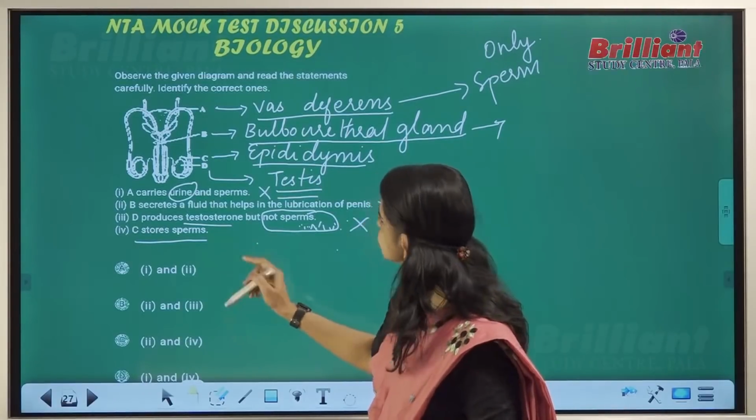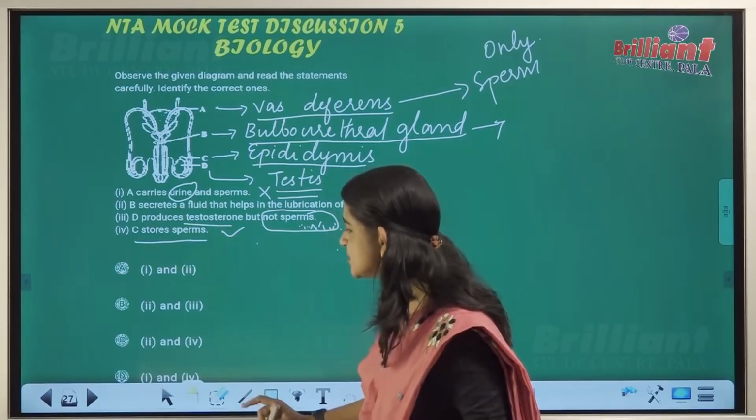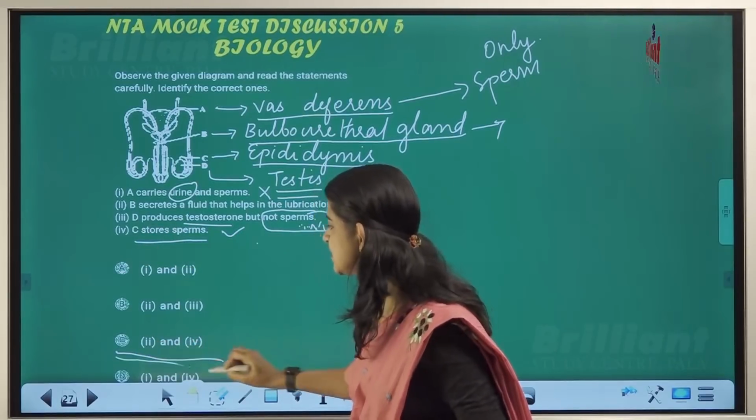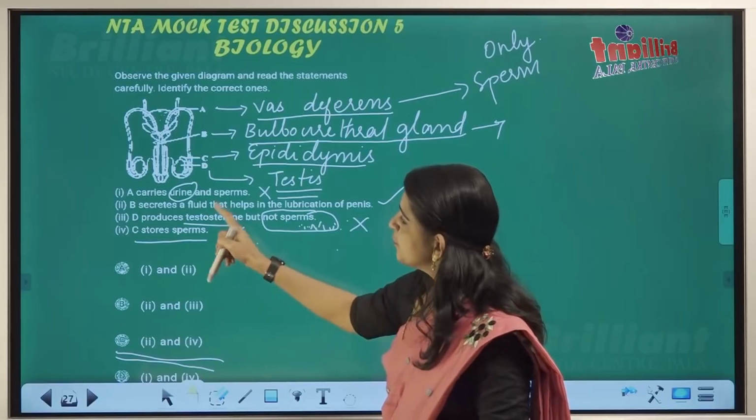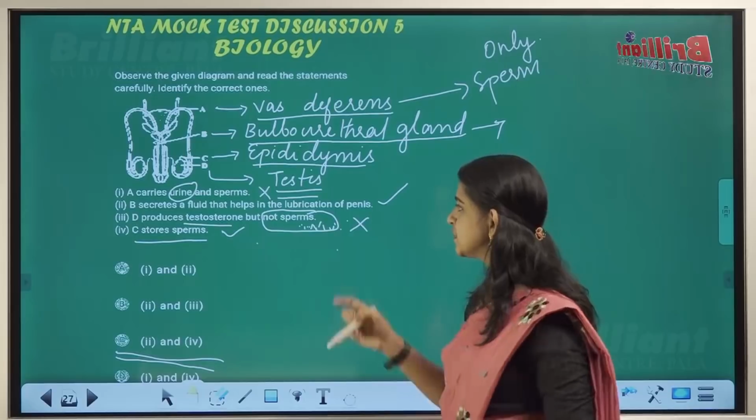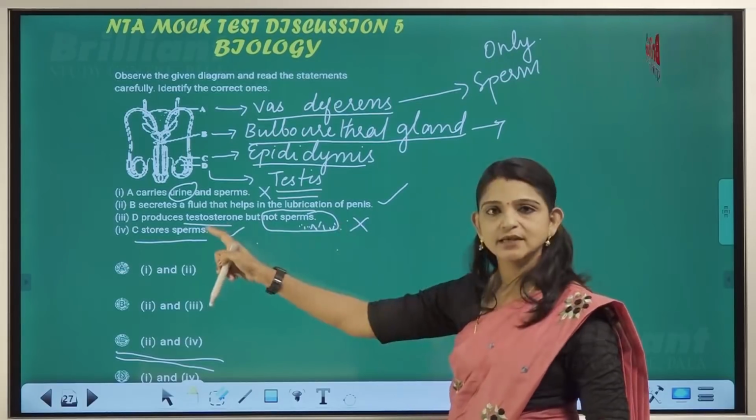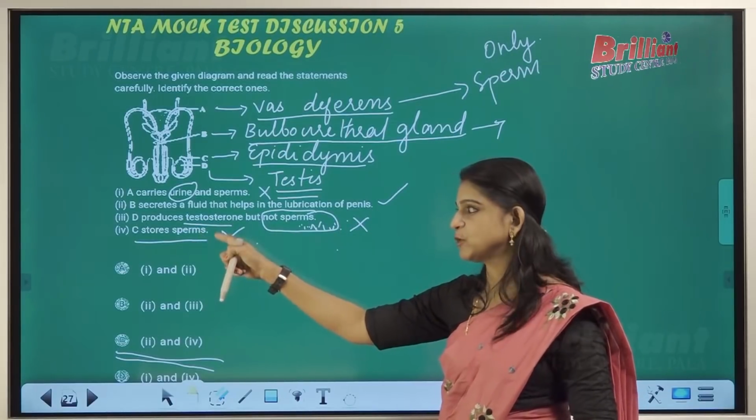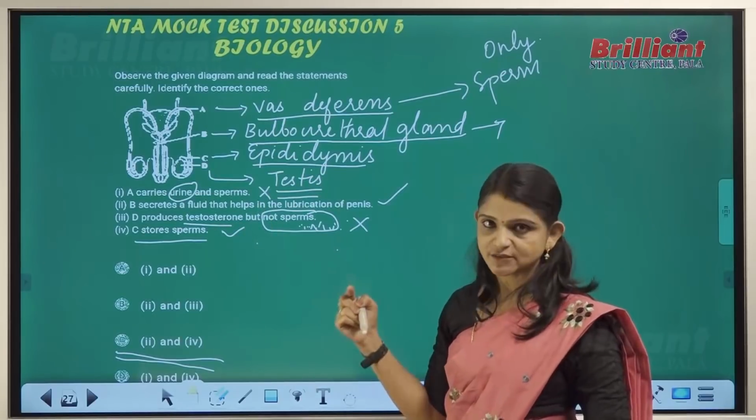So here the statements second and fourth are correct. Option C, second and fourth one. B secretes, that is, the bulbourethral gland secretes a fluid that helps in the lubrication of the penis. That is correct. Next one, epididymis stores sperms. So statements 2 and 4 are correct.